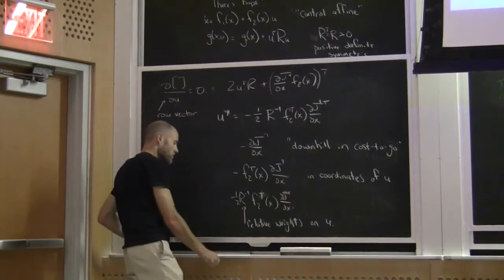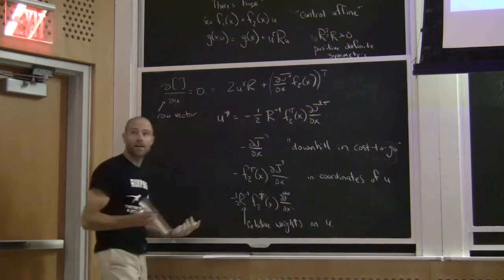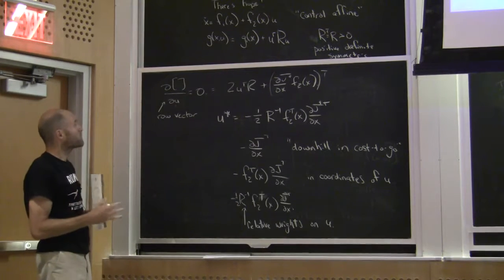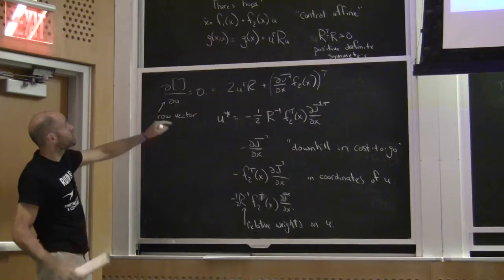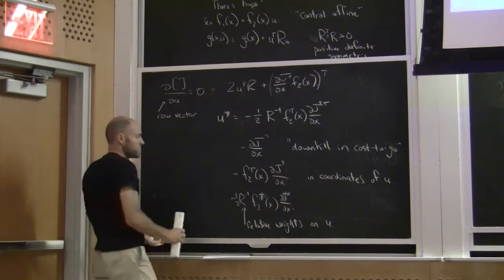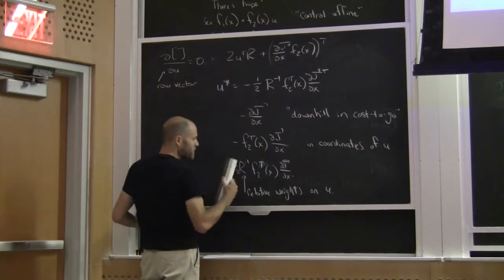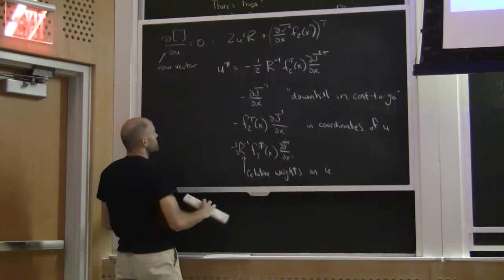Okay, so now the problem we have to solve is to somehow solve this partial differential equation, but we got rid of the min, and life is going to be better because of that, right?